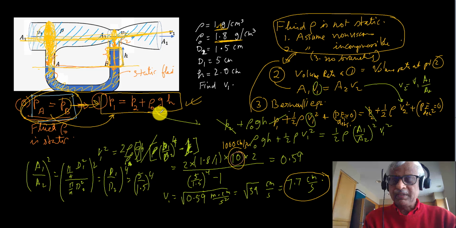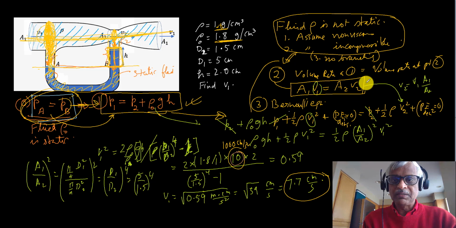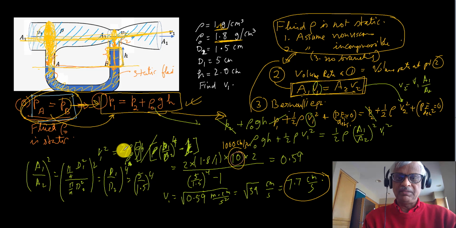And I need that information in the Bernoulli equation. And I need the conservation of this to actually write everything and get rid of one of the quantities. Here we got rid of V2. And the rest is just algebra, okay?